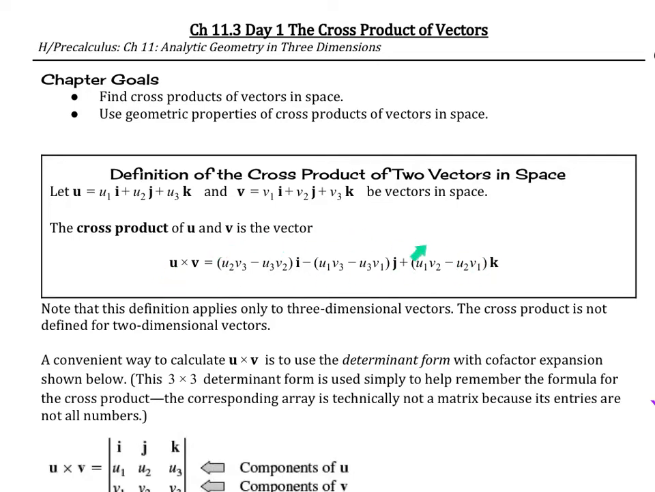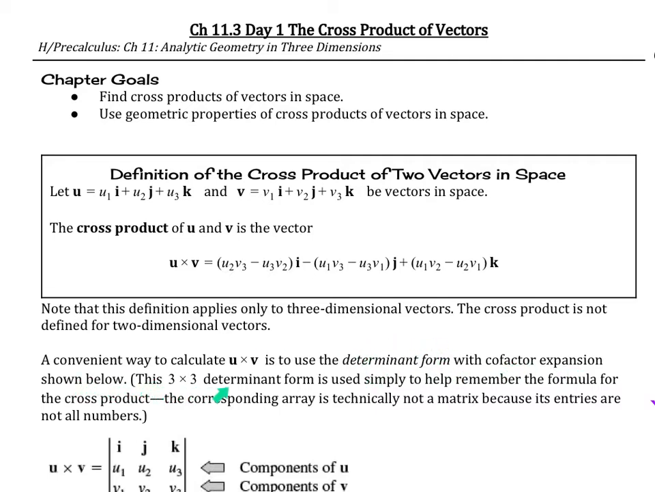Now this is difficult to memorize, and so there's a shorter way to remember how to do that. One other note is that this applies only to three-dimensional vectors. The cross product is not defined for two-dimensional vectors. A convenient way to calculate u times v is to use the determinant form with cofactor expansion shown below.